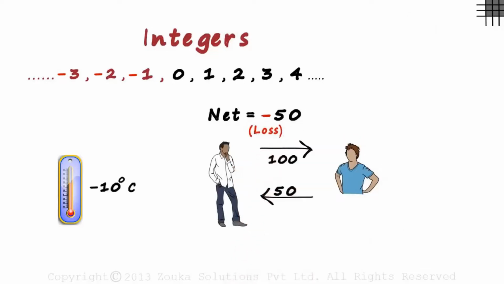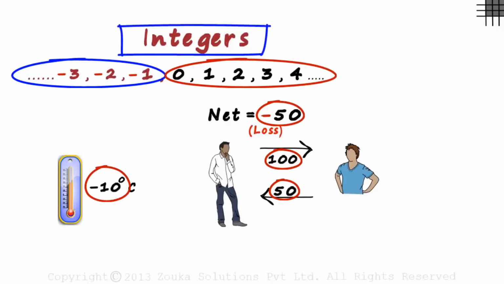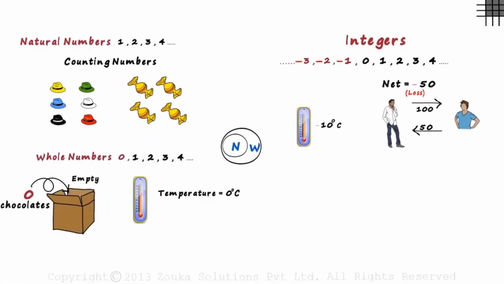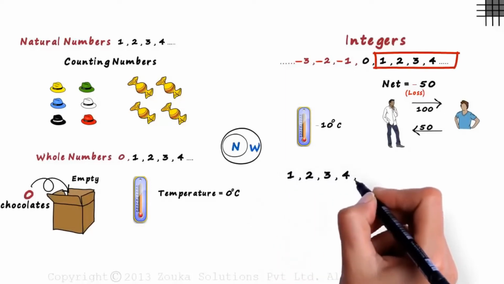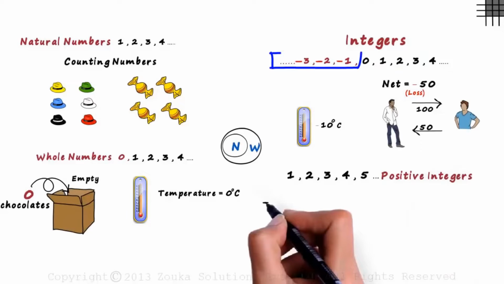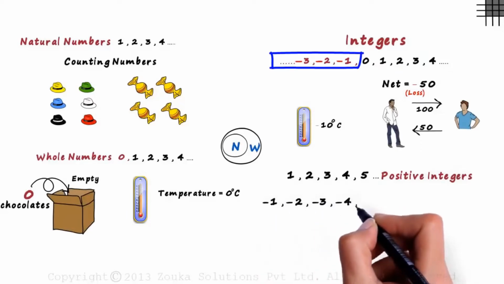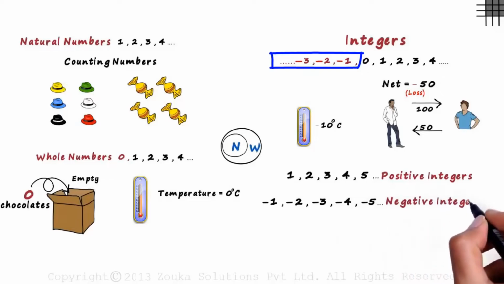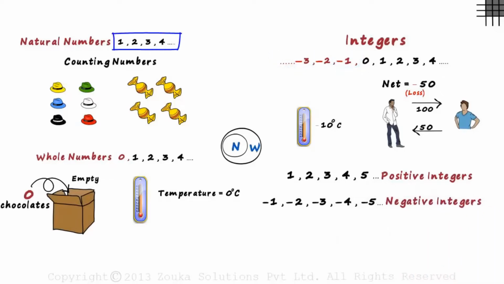Coming back to integers, all these numbers are integers. We zoom out slightly to understand another interesting concept. The numbers 1, 2, 3, 4, 5, and so on are called positive integers, and numbers -1, -2, -3, and so on are called negative integers. We can also define natural numbers as positive integers. Then what about 0? Well, it's neither positive nor negative. Now look at all three of them together. It tells us that all natural numbers and whole numbers are integers.